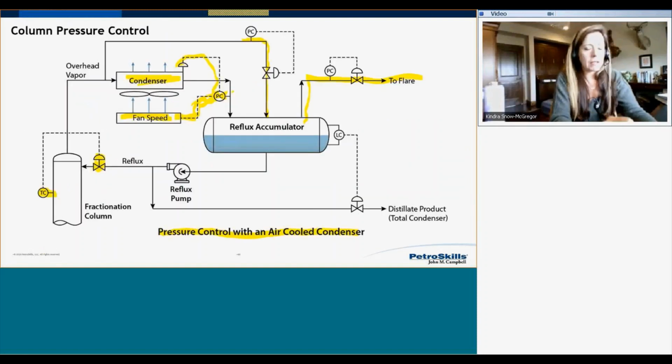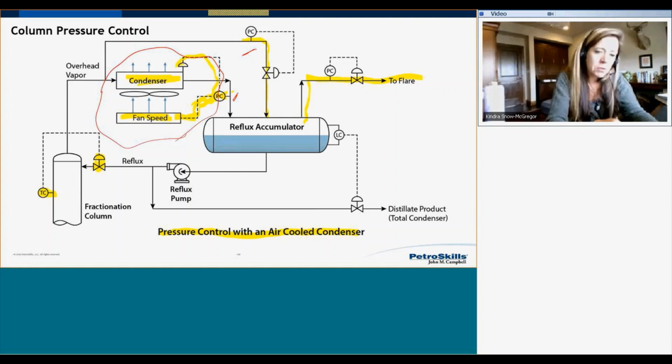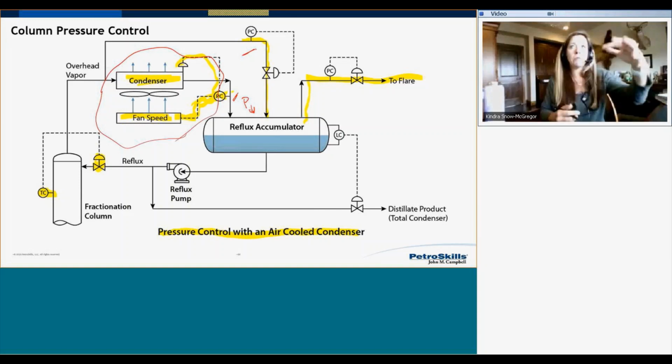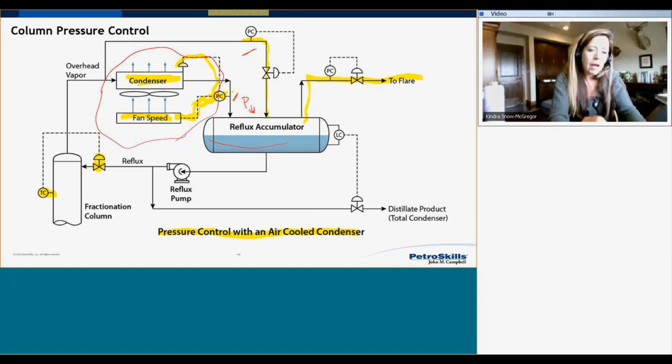So the other thing that can happen, I want to be able to equalize these streams between the two. And I know I'm showing this pressure controller here, but what can happen in really cold climates, let's say this air cooler gets out of control, or I get a real cold winter night, and this pressure starts going down too low, then I need to have the ability to warm up and put a little pressure on this reflux accumulator. Otherwise, this column pressure is going to go too low.